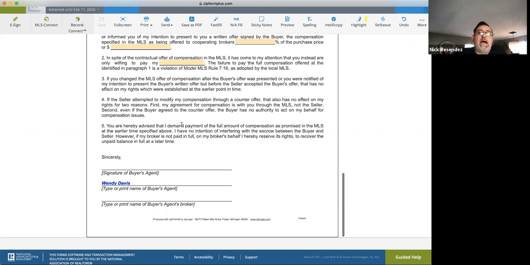counteroffer, I am demanding payment of the full amount of compensation as promised in the MLS. I have no intention of interfering with escrow between the buyer and seller. However, if we're not paid in full, then we hereby reserve our rights to recover the unpaid balance in full at a later time. So I've had this happen twice recently. Number one, a seller who was also the broker selling their own property said that we would have damages. I think one of the agents who had that is on our Zoom call today, so you know who I'm talking to.